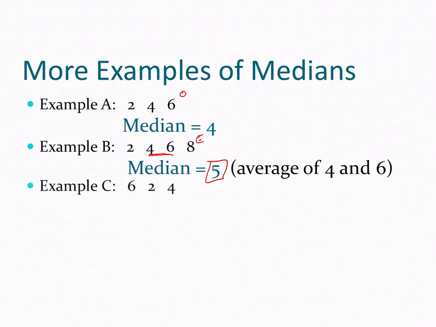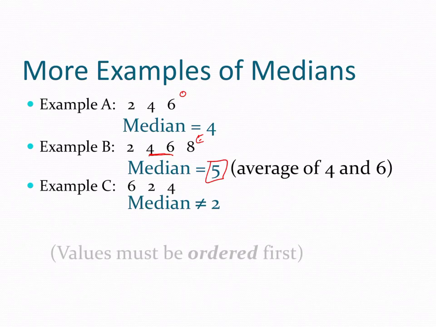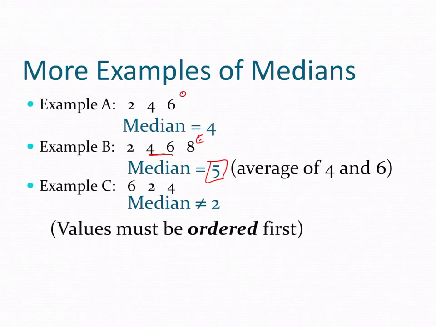Next one, we have our data points of 6, 2, and 4. Median does not equal 2. Remember, one thing we definitely want to look at when we're looking at data is we really should always organize it. We should always order it first, because if it's like this and you try to pick the middle value, it is incorrect.